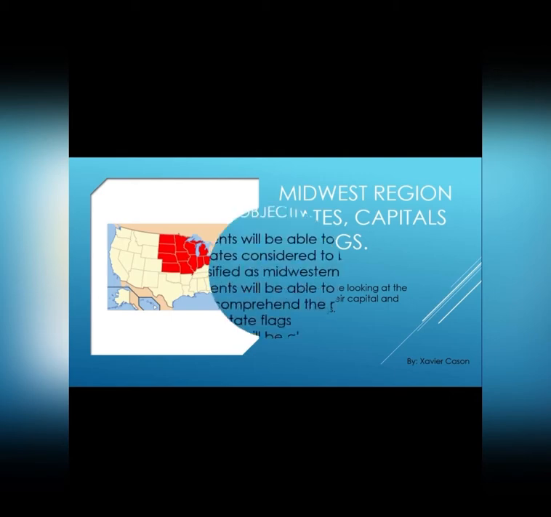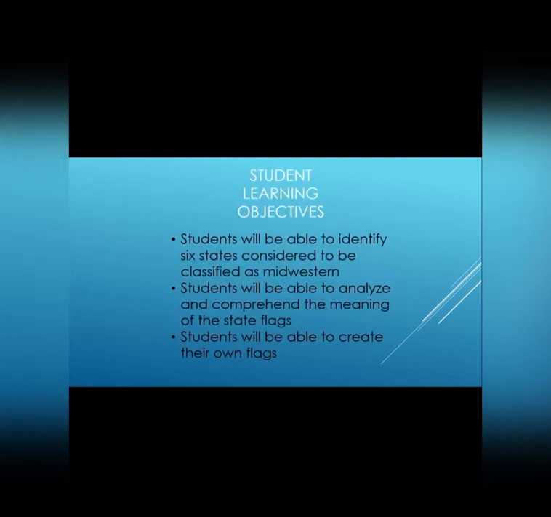So let's get started. However, before we get started, let's look at the SLOs, which are our student learning objectives. The 3 objectives that we have today: students will be able to identify 6 states classified as Midwestern. Students will be able to analyze and comprehend the meaning of these state flags, and students will be able to create their own flags. That last one might be a little confusing at the moment, but I will get into it a little bit later. So now let's get started.